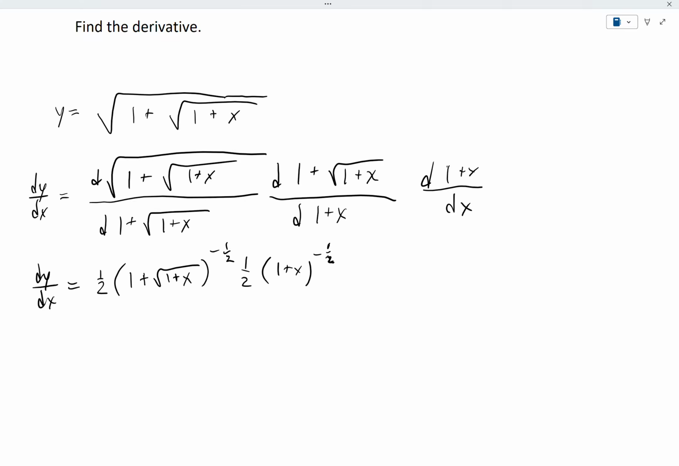And finally, the derivative of 1 plus x with respect to x. This is 0 and this becomes 1. So we're multiplying by 0 plus 1. We're multiplying by 1. Okay, we don't need to write that.